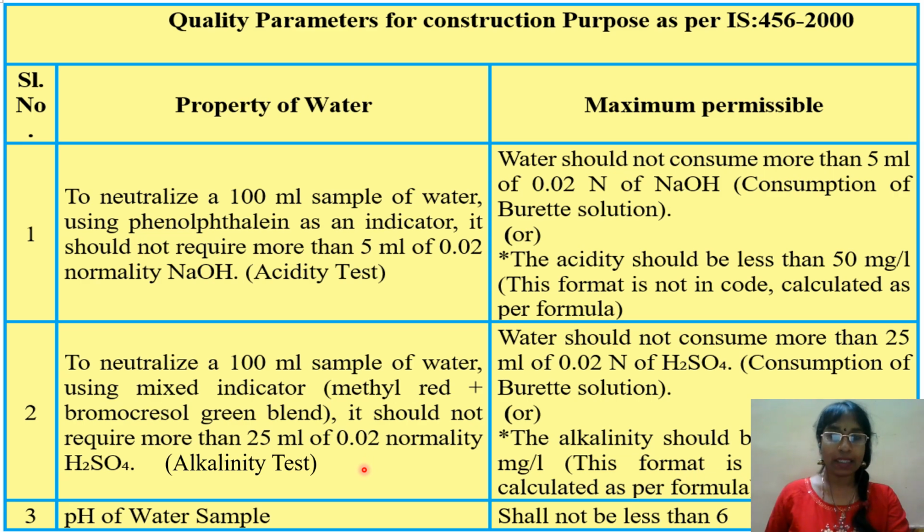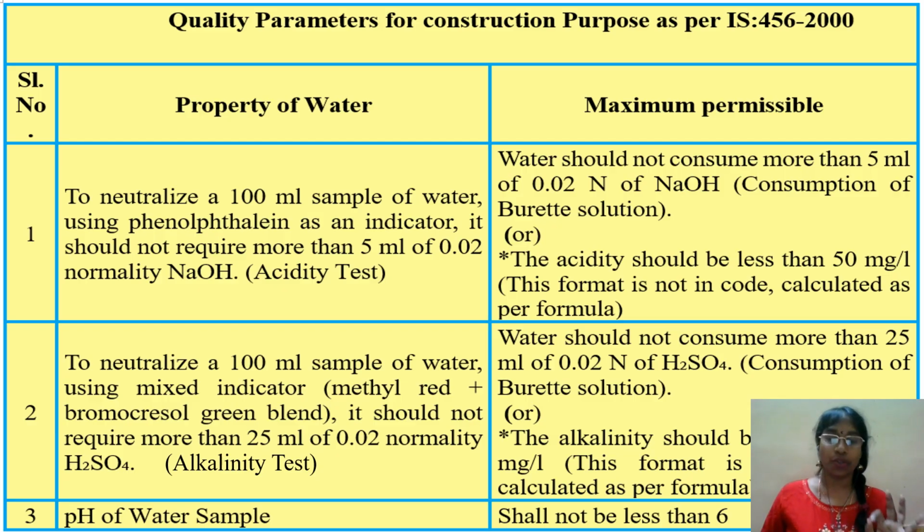Initially, when we add this indicator, the color will be green. When we titrate, the water color will change from green to red, where we need to stop the titration. So water should not consume more than 25 ml of H2SO4. In such a case, this water is suitable for construction purpose. So the alkalinity should be less than 250 milligram per liter. That means if 25 ml is consumed, the alkalinity of water is 250, so our water sample should be less than 250.